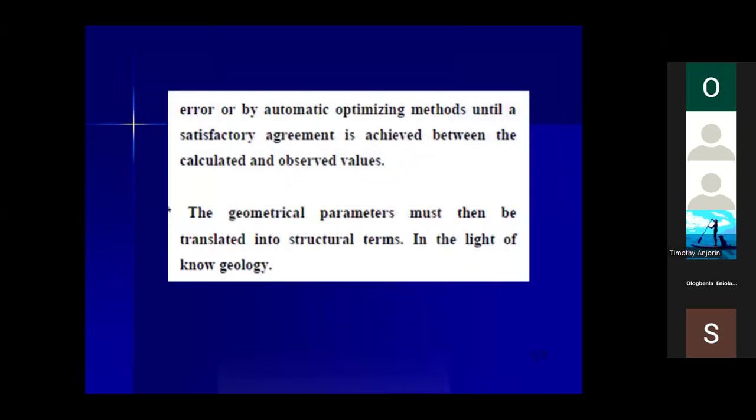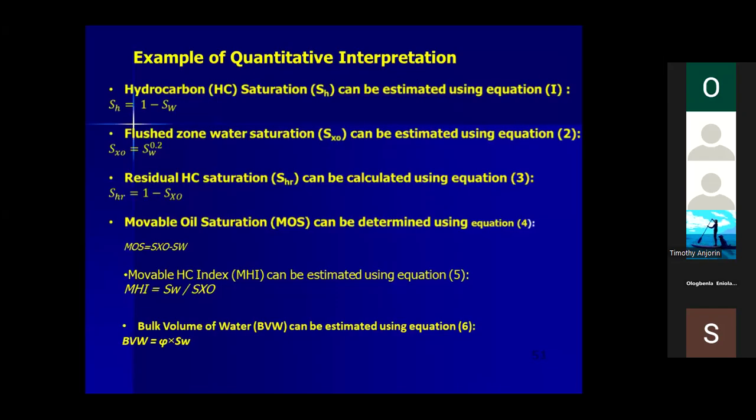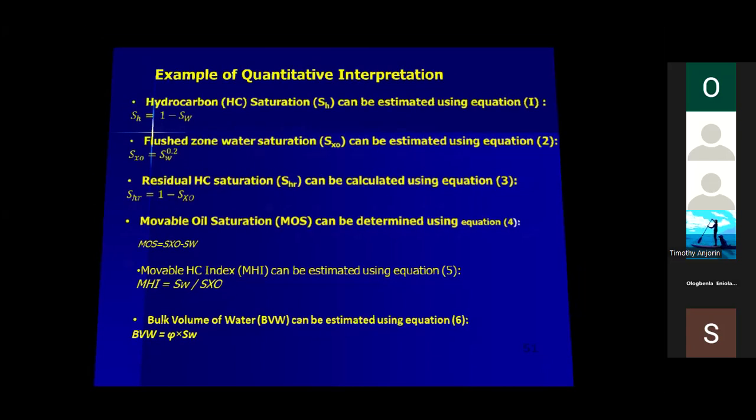So this, for instance, like I said, when you talk about interpretation, we could have quantitative interpretation and we could have qualitative. So this is an example of quantitative because it has to do with estimating. Okay, and these are parameters that will determine, from a hydrocarbon perspective, what we call petrophysics. These are some of the parameters that you estimate to determine the quality of the reservoir.